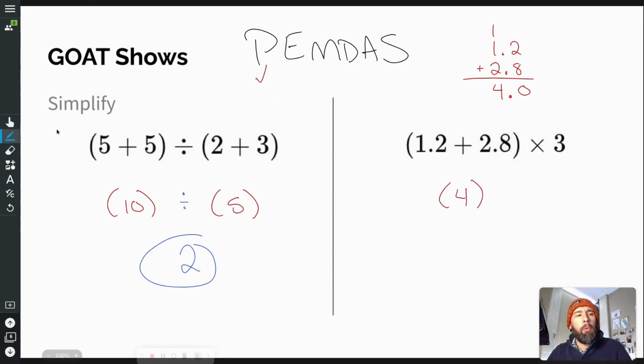So inside the parentheses is done. Drop down the times 3. And now no exponents to worry about. Multiplication, division, yep. 4 times 3 is 12. I get 12. I don't have to worry about adding and subtracting anymore. I'm done.